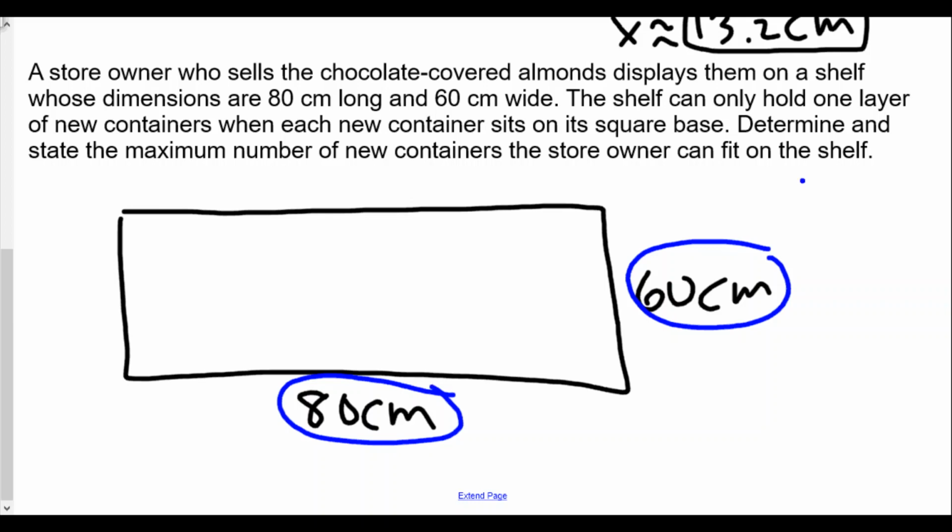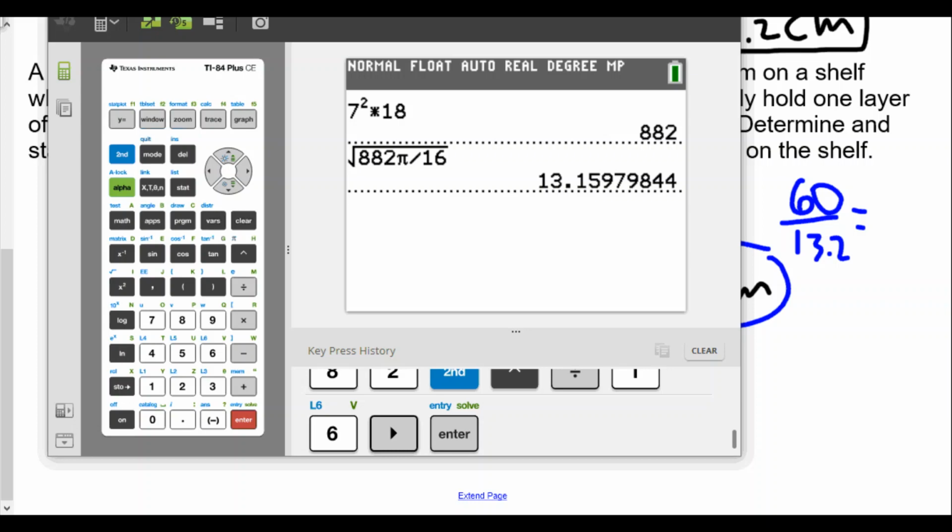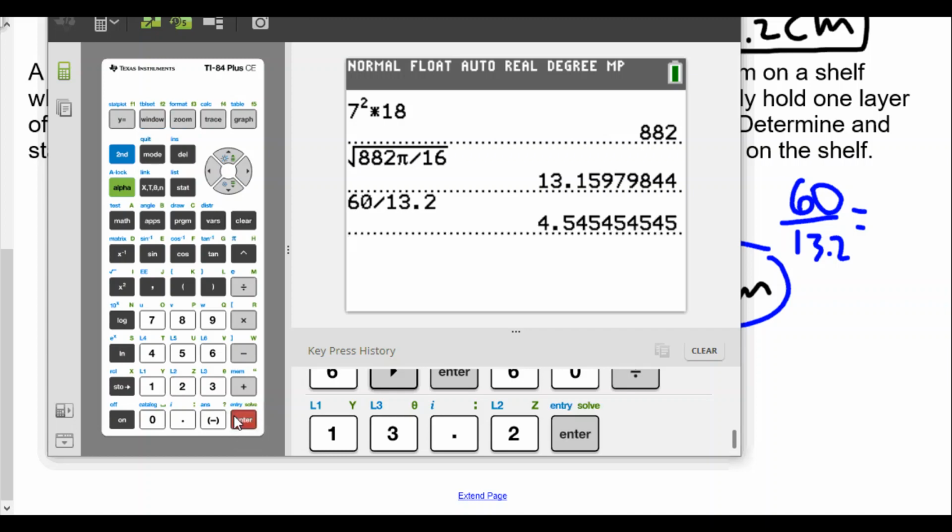We're going to do 60 divided by 13.2, and that will tell us how many wide we're going to find. Now we can't round up, so here we go, 60 divided by 13.2, and we get 4.5.